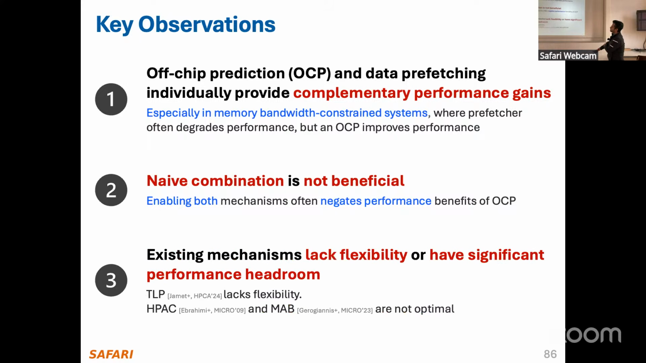There have been proposals in the past that do not exactly tackle this specific problem of managing an off-chip predictor and a prefetcher, but there have been works on managing multiple prefetchers. If we apply those mechanisms to this problem, this coordination also falls short. I'm not going to go into too much detail on how exactly it falls short, but if you're interested, definitely check out the paper.